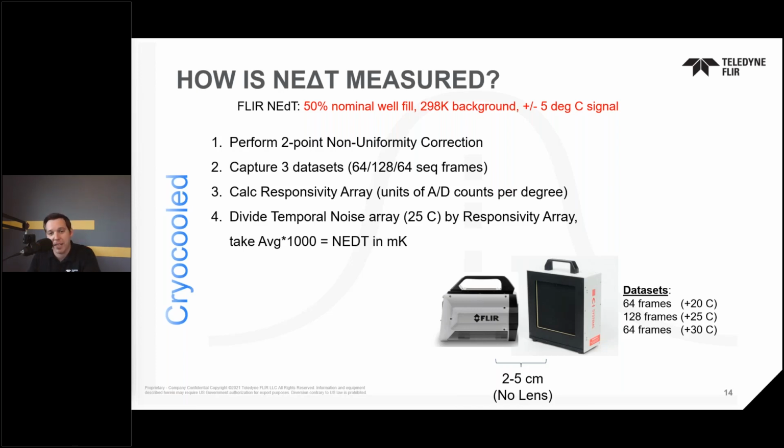By subtracting the 20 C response from the 30 C response and then dividing by 10, we get a final responsivity array with units of counts per degree. By dividing the temporal noise array by that resulting responsivity array, we produce an NEDT array with units of kelvins. Taking the average of all the pixels in the array, neglecting any bad pixels, and multiplying by 1,000 gives us that figure of merit in millikelvins.